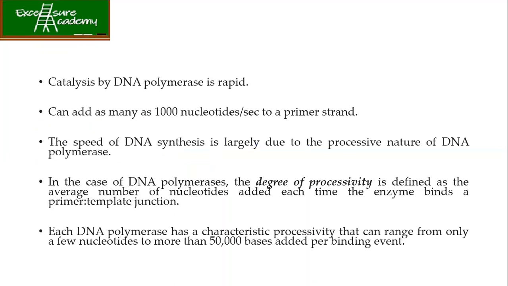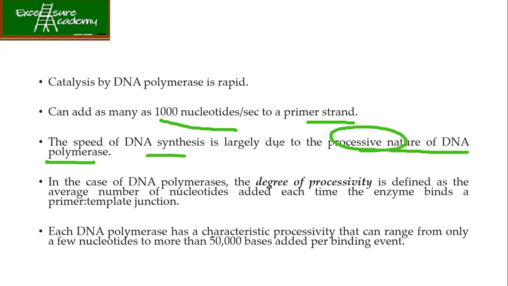Catalysis by DNA polymerase is really very rapid. It can add around 1000 nucleotides per second to the primer strand, and the speed of the DNA synthesis totally depends on the processive nature of the DNA polymerase. So we'll understand what the meaning of this processive nature is.